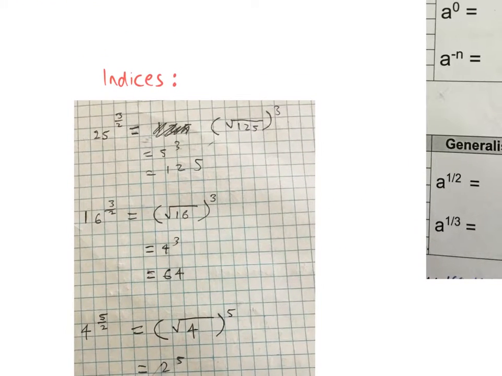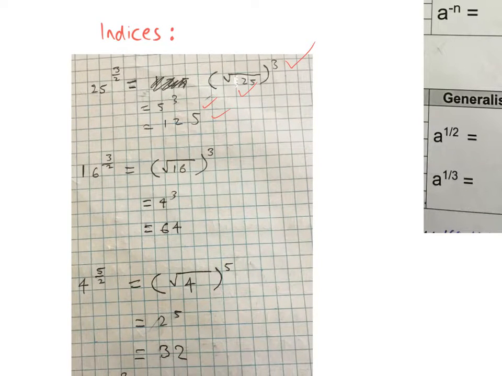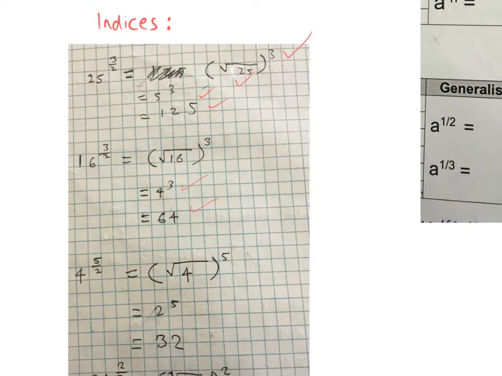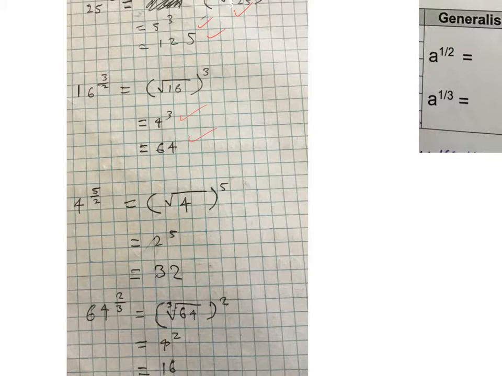These indices here then, we should have known from those generalization rules that to the 3 over 2 meant that you square root. Now, that's had a bonus 1 put in there, which shouldn't be there. It should say square root of 25. That's correct. And then once you've got that, you cube it. And what I loved about this work was that it showed it in stages every single time. Same one here, 16 to the power of 3 over 2, square root cubed, and again showing the answer was 4 cubed.